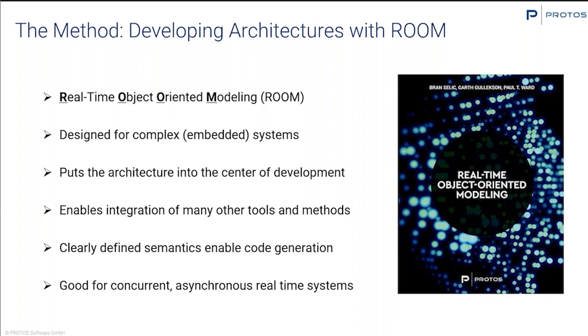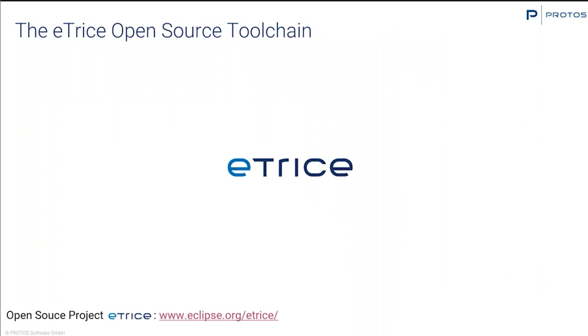So this method puts the architecture into the center of development, and it enables you to integrate many other tools and methods by integrating them into those components. It has a very clearly defined semantics to enable code generation, and it's really good for concurrent asynchronous real-time systems. So most real-time systems are concurrent, asynchronous, even distributed, and so on. That's what it's been made for.